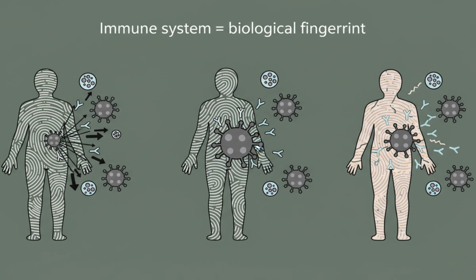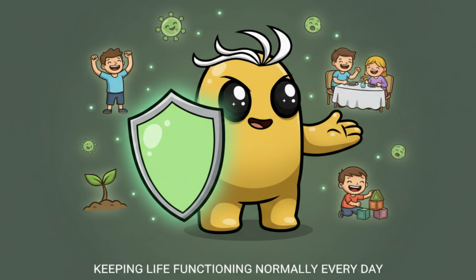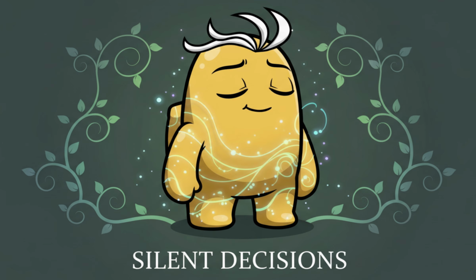And although the same virus may infect different people, each person becomes ill differently because every immune system is a unique biological fingerprint. The immune system does not exist solely to fight disease, but to keep life functioning normally every day. When it is healthy, we are almost unaware of its presence, yet within that silence, millions of biological decisions are constantly being made.